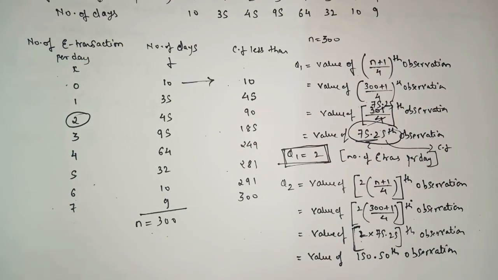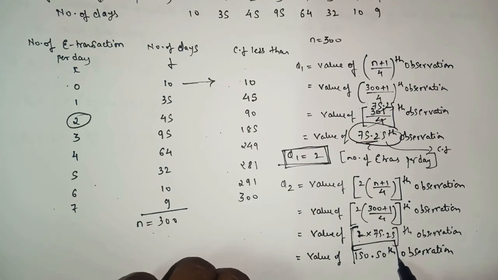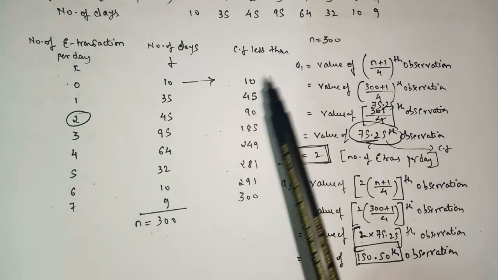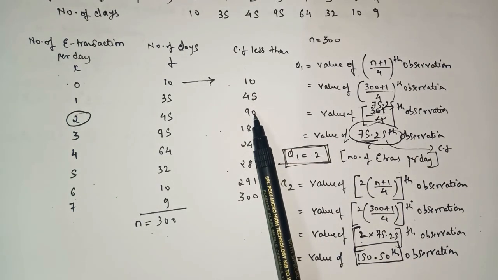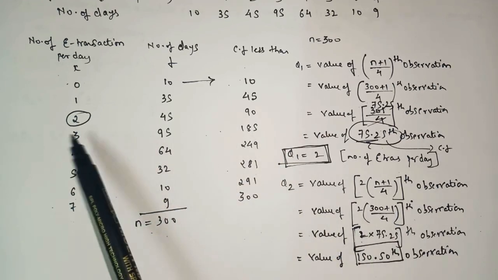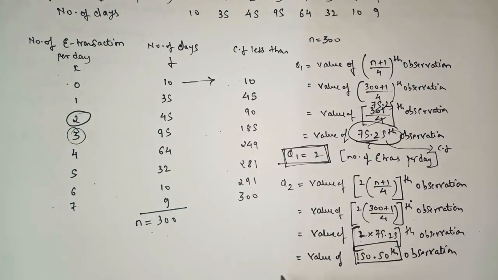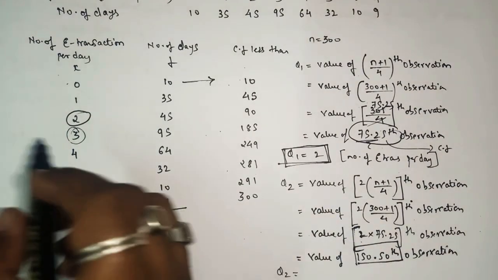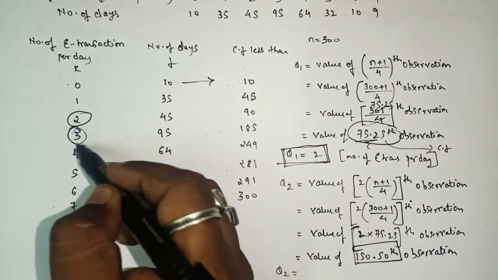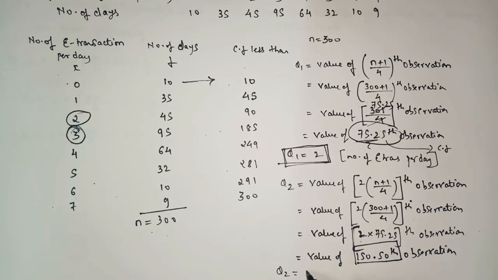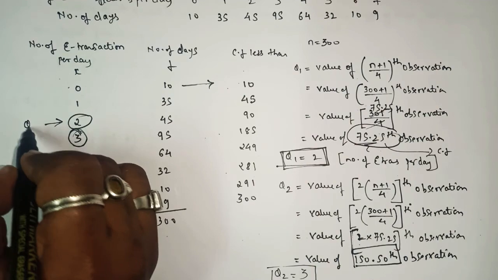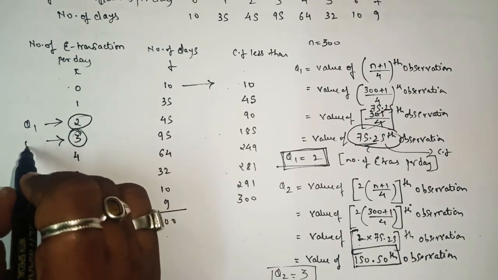Understood? Again the same, simply you have to check where 150.50 lies in the cumulative frequency. So here it is still 90, from 91 to 185, that means 150 lies where? In the fourth row. So in the fourth row, the answer in column number 1 is what? 3. So the answer for Q2 is 3. This is the answer for Q1, and this is the answer for Q2.